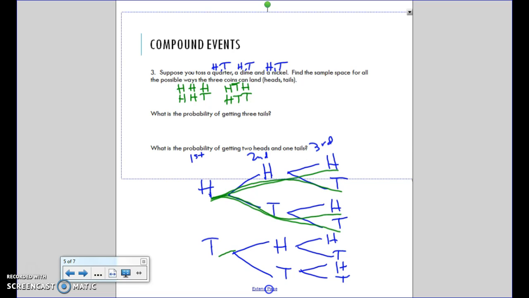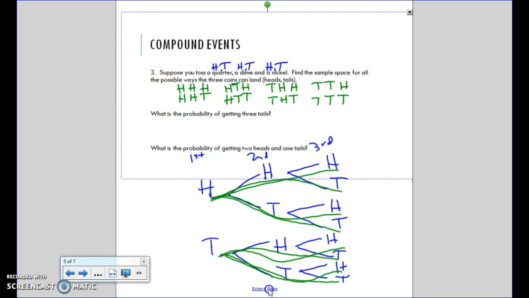I could have a first coin flip of a tail, then a head, then a head. A tail, a head, and a tail. A tail, and a head. Or a tail, and a tail.